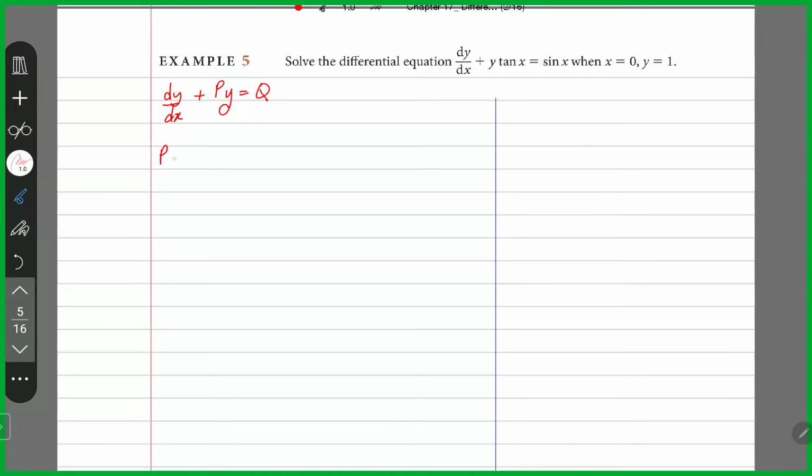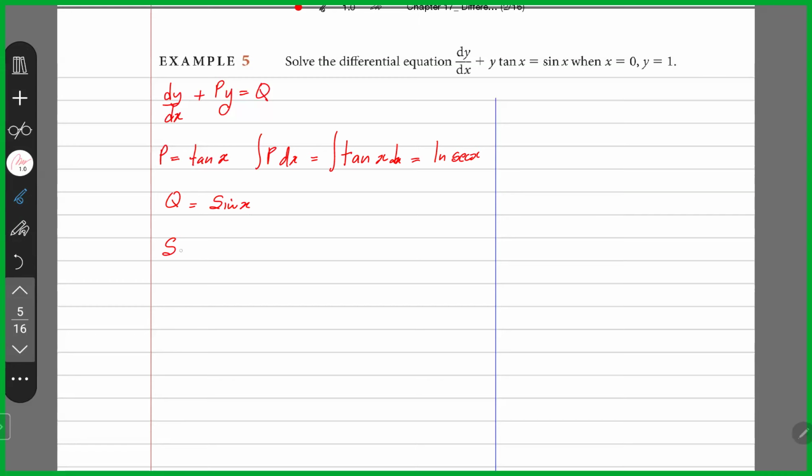So p is equal to the tangent of x, or tan x, and the integral of p with respect to x is equal to the integral of tan x dx. And if memory serves me right, this is ln sec x. Q is equal to sine x.